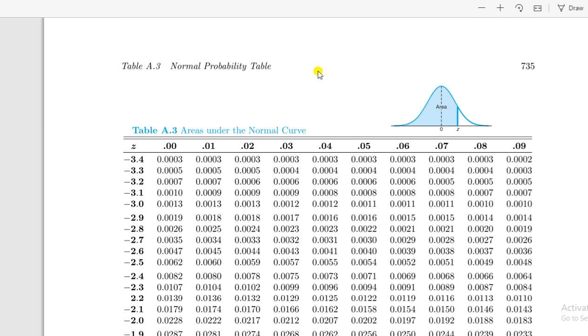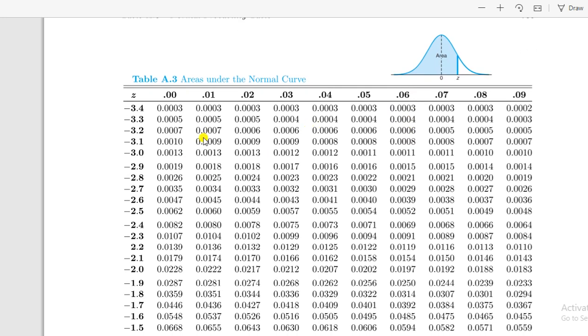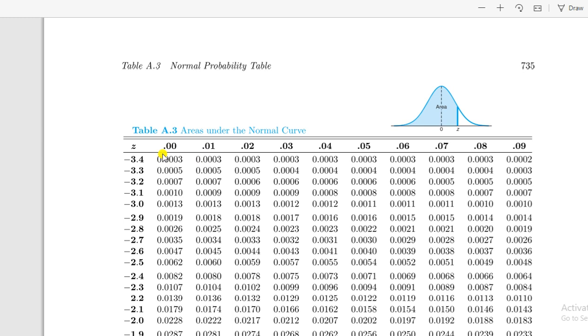This is the table which is given in your book, which I posted online, Walpole's probability book. On page number 735, at the end of the book, the area under the normal curve is given. You can see here it is written area under the normal curve. Here you can easily see that this gives you the area to the left of the z value. It's given only up to 2 digits, you see 3.4.